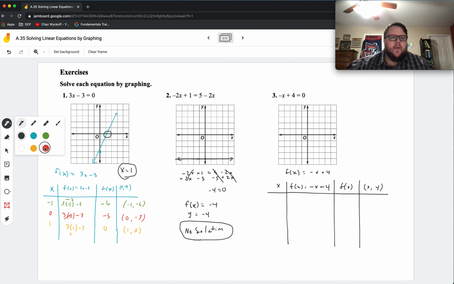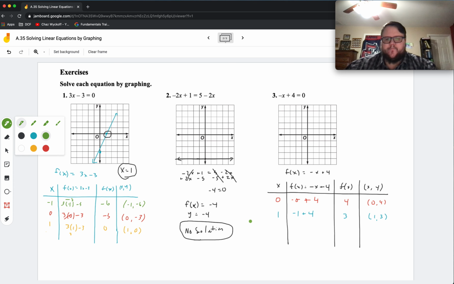So let's start with x equals 0 again. So then we got negative 0 plus 4. Well, negative 0 is just 0. 0 plus 4 is 4. So my pair is 0, comma 4. Then let's go ahead and do x equals 1. So then I plug in, I get negative 1 plus 4, which is 4 minus 1, which is 3. So 1, comma 3.